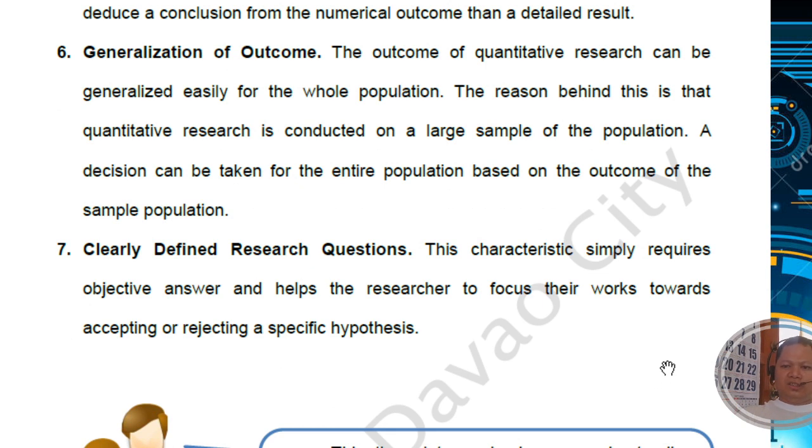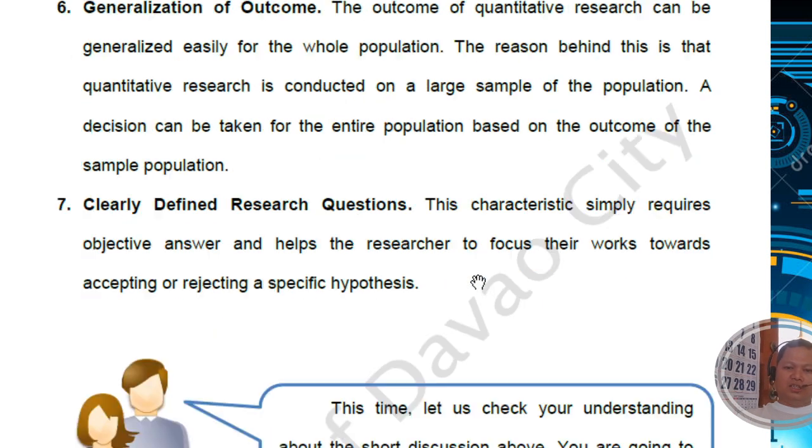And number 7, clearly defined research questions. This characteristic simply requires objective answers and helps the researcher to focus their work towards accepting or rejecting a specific hypothesis. Okay, so before we conduct a study, we need to have clear research questions. Just like in your PR1, you already have your research questions. Here, we already have structured research questions in quantitative research.